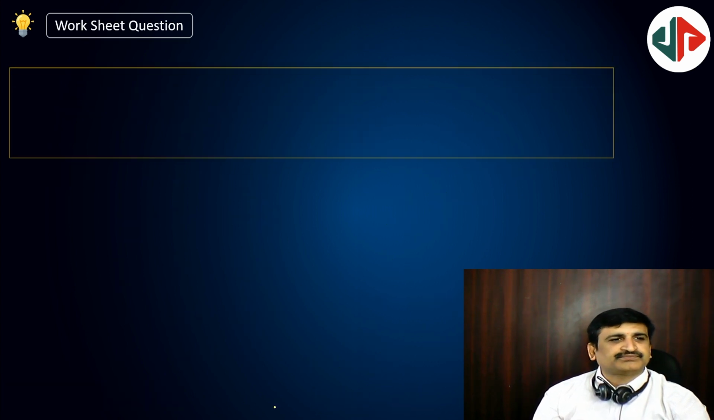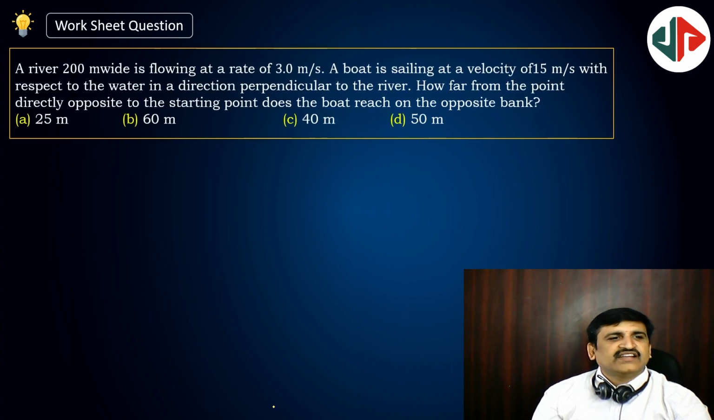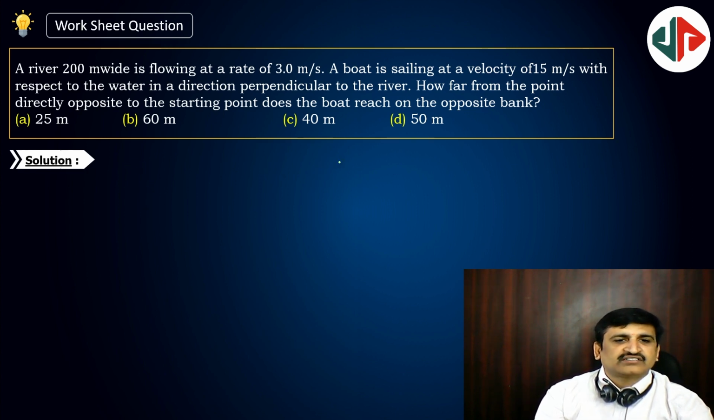Next, a river 200 meters wide is flowing at a rate of 3 meters per second. A 200 meter wide river, okay, the width is 200 meters, W is equal to 200 meters. This is called data interpretation. You need to convert the data into symbols. The river is flowing at a speed of VR is equal to 3 meters per second.